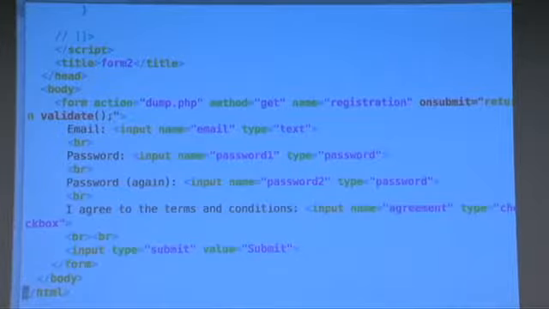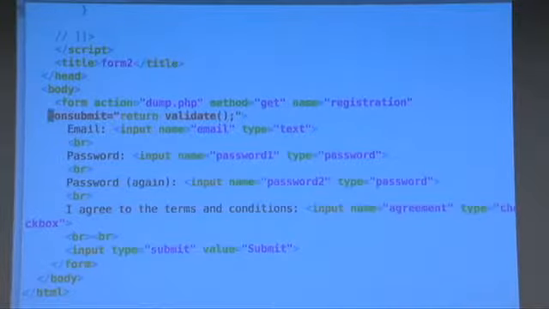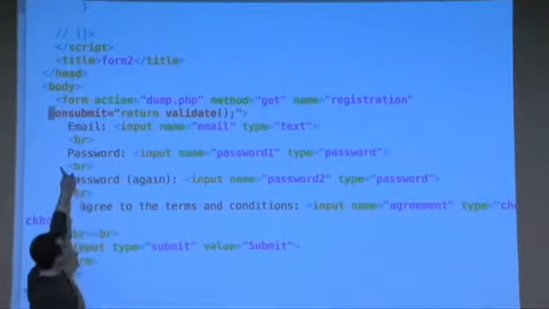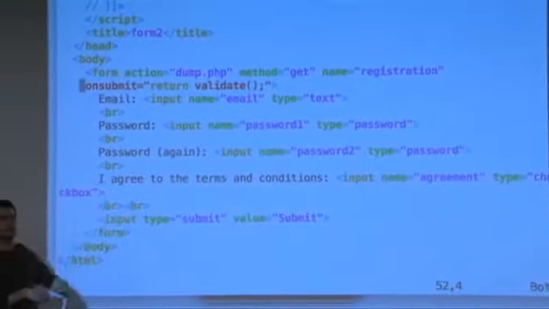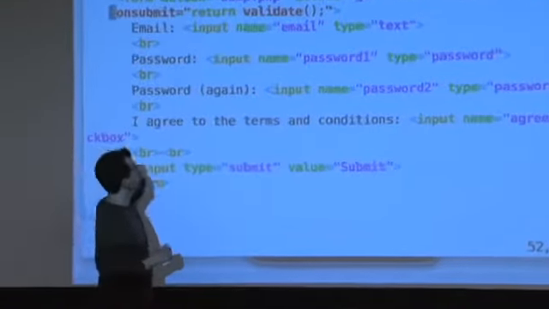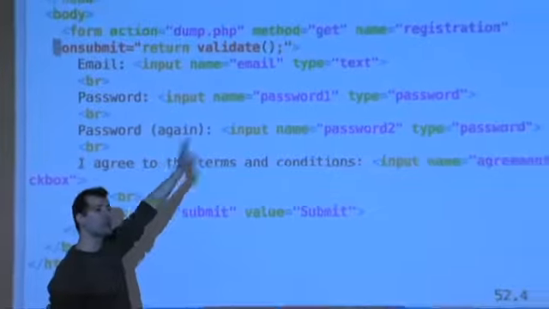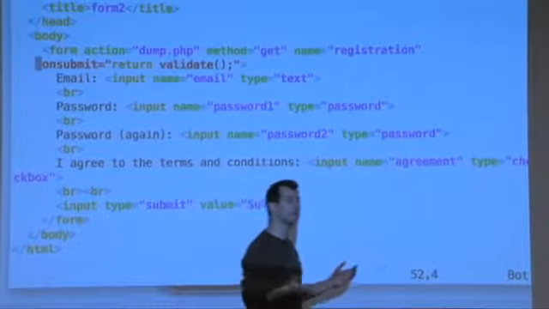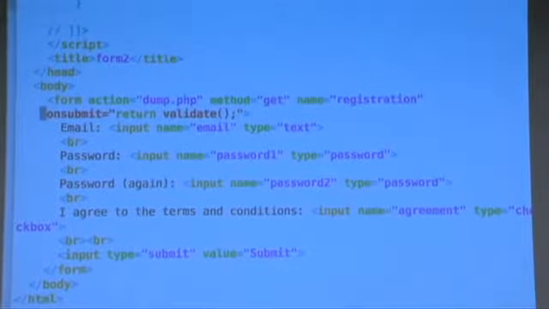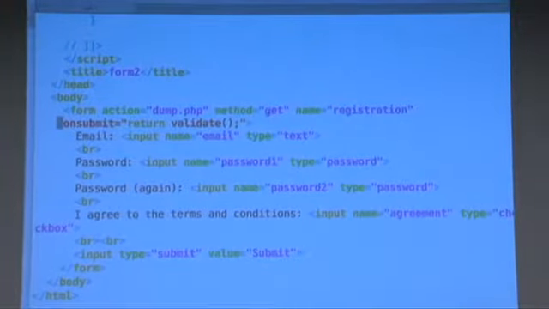But notice that the form tag in this version of my code, form2.html, actually has what we'll call an event handler, that same word I used before. OnSubmit is an HTML event handler that takes as its value a quoted string of potentially JavaScript code. The JavaScript code I've put there is just return, validate, open paren, close paren, semicolon. So this is hopefully a familiar procedural call where I'm calling a function that apparently is called validate, and I'm returning its return value. What does that mean?